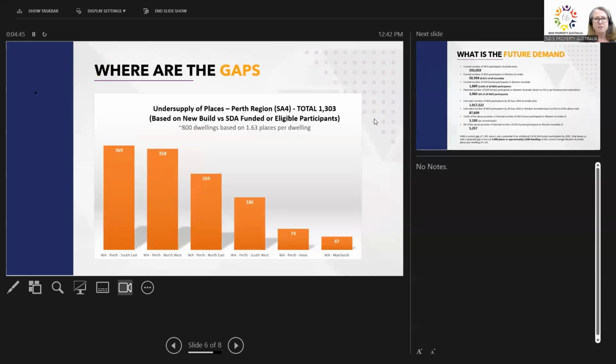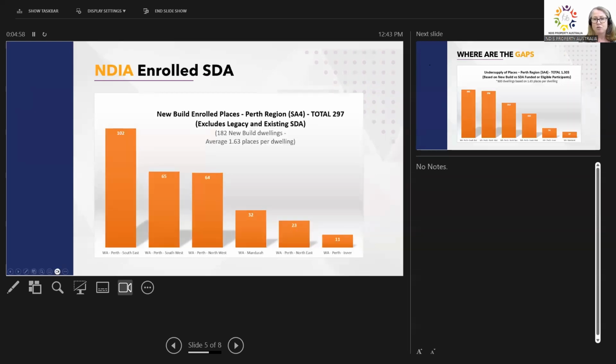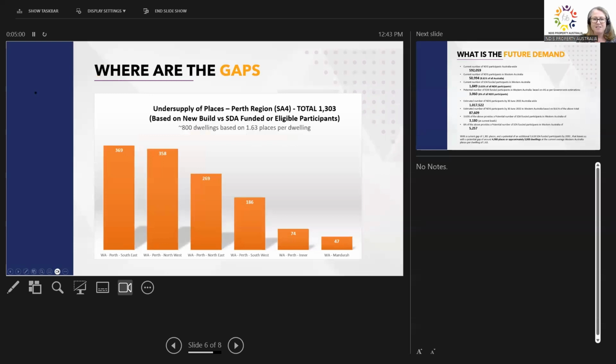Okay, so what's our undersupply looking like? Well, we've got, as we know, about 1,600 participants and 300 places. So we're now looking at an undersupply of around 1,300 places in new build SDA dwellings. So if we're working on that 1.63 places per dwelling, that's around about 800 dwellings we need to be built for the current number of SDA funded participants in Perth.